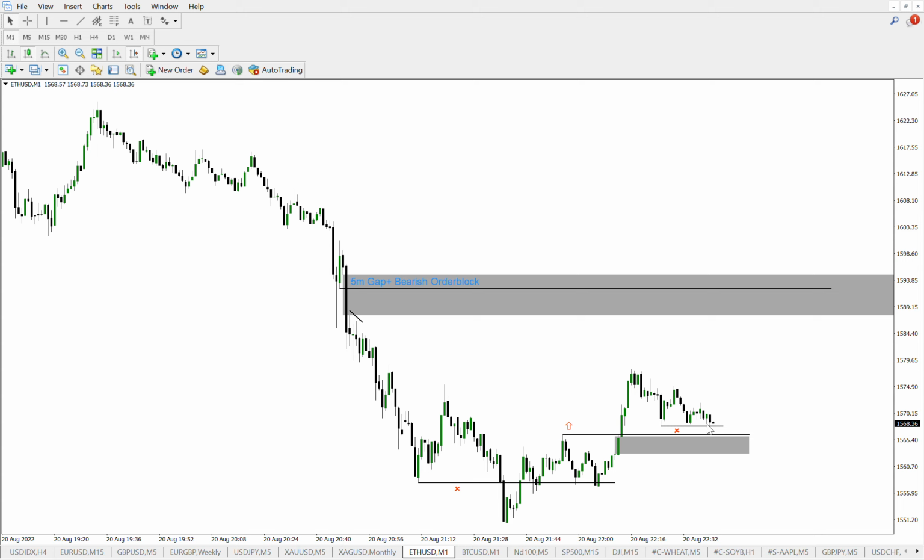If we were to look at things from a power of 3 perspective with this framework, we would have consolidation and then manipulation down, taking out the sell side, coming into the fair value gap, and then expanding higher. So accumulation, manipulation, distribution, to come up into this 5-minute, 1-minute gap, and then the 1-minute bearish order block.